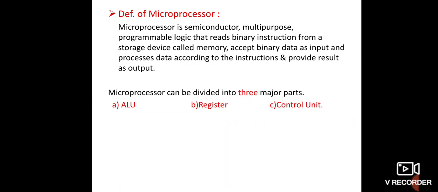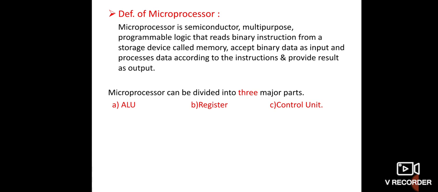Now the third unit is control unit. Control means it controls all the units. The control unit provides timing and control signals to the whole system. It also controls the flow of data. These are the major three parts in microprocessor.